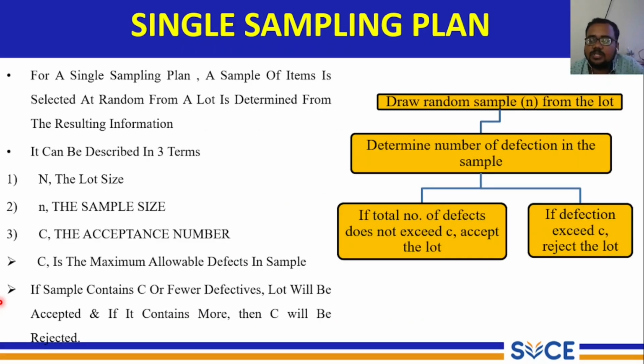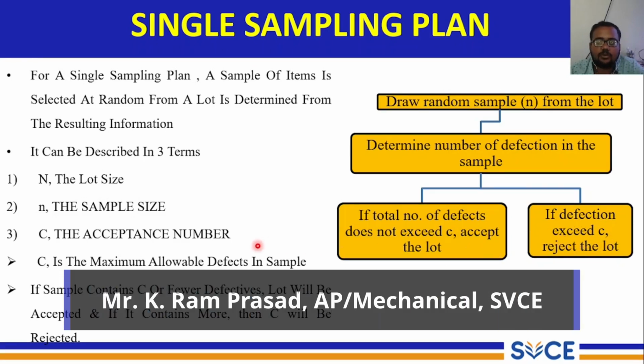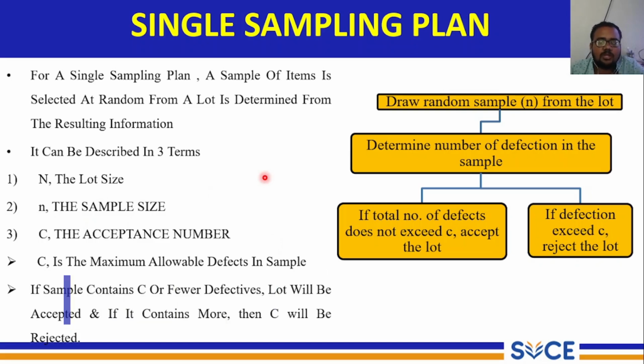So what does single sampling refer to? In single sampling, you are going to take a random sample from the lot. The sample size is going to be n, and then you are going to find out the number of defectives in the sample. If the number of defectives does not exceed C, which is the acceptance number, you choose to accept the lot. If you find that the number of defectives exceeds C, then you reject the lot, right? That is very simple. It's purely single point decision making. If D is less than C, you accept it, and if D is greater than C, you reject the lot.